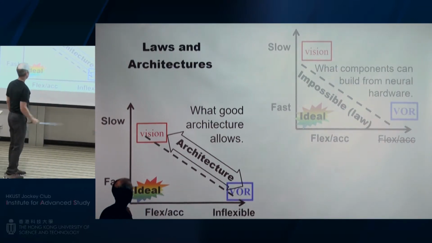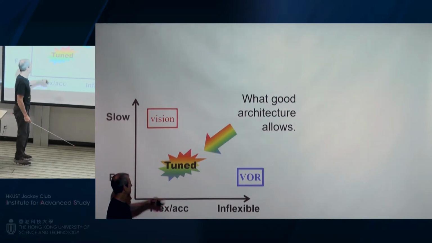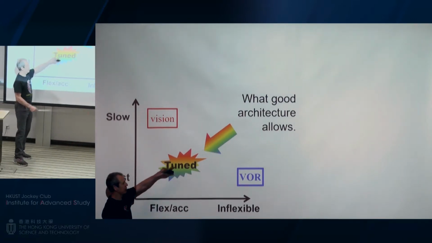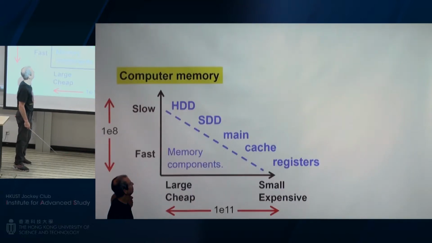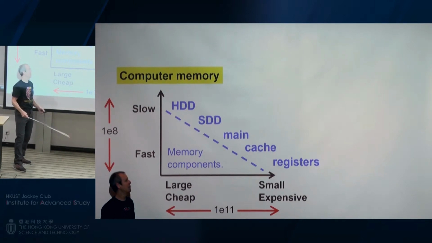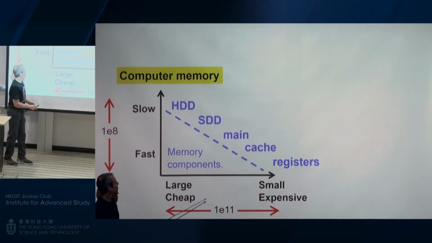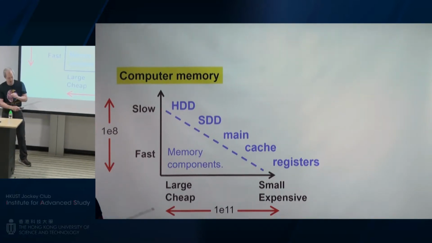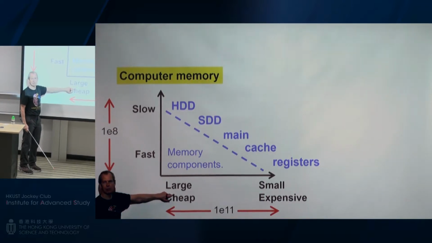That's one thing about architecture. But the other thing about architecture that's more mysterious is that you can tune these systems so that they give you the illusion that you're fast and flexible, even though none of the parts are. That seems to be a contradiction. A very familiar example would be computer memory. There's lots of examples, but this is one. You'd like memory that's fast, large, and cheap. Doesn't exist.